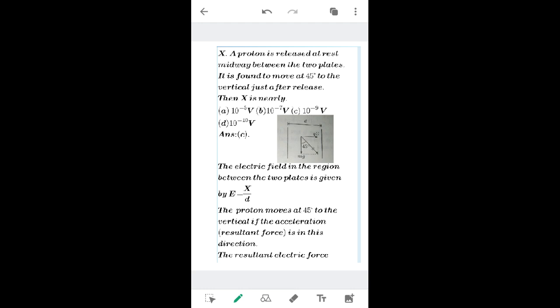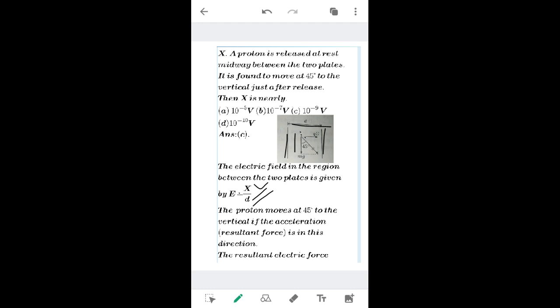Okay. So these are the two parallel plates, and here is a proton, and when the proton experiences a certain force, it is moving vertically downwards at an angle of 45 degree. Now the electric field is given by E equal to X by D. X is the potential, and D is the distance between the two plates, right? And the proton moves at how much angle? It is 45 degree.